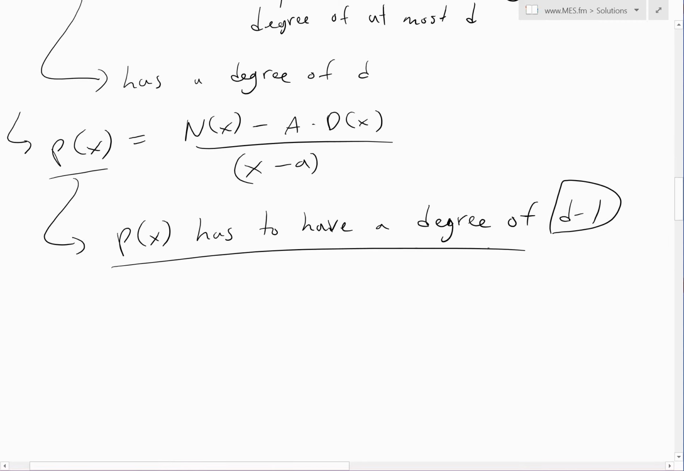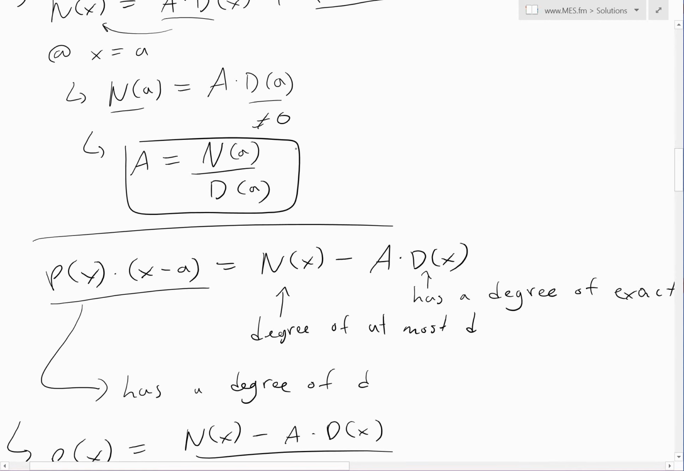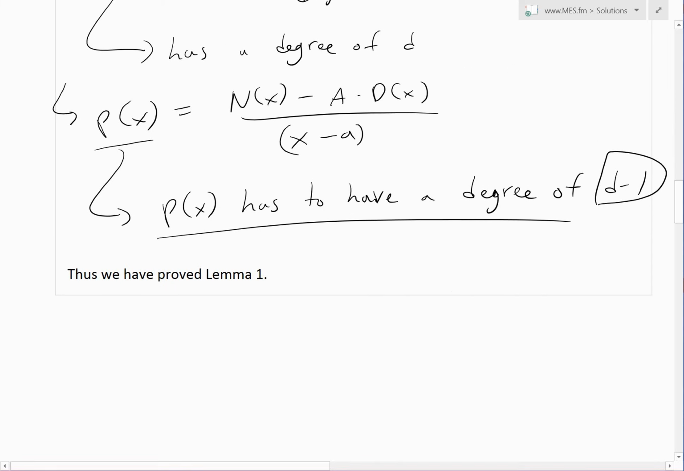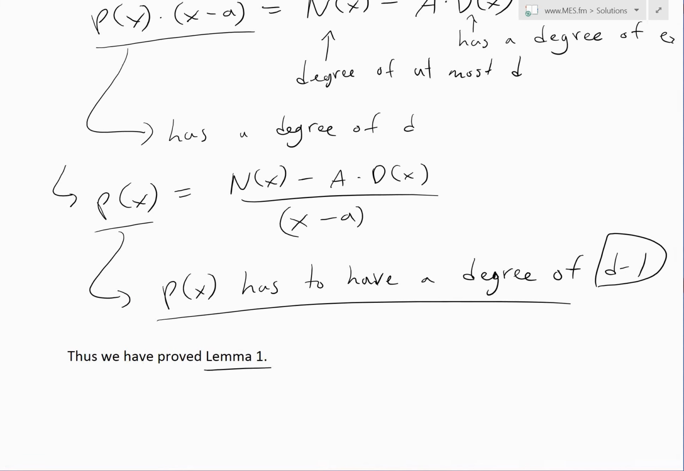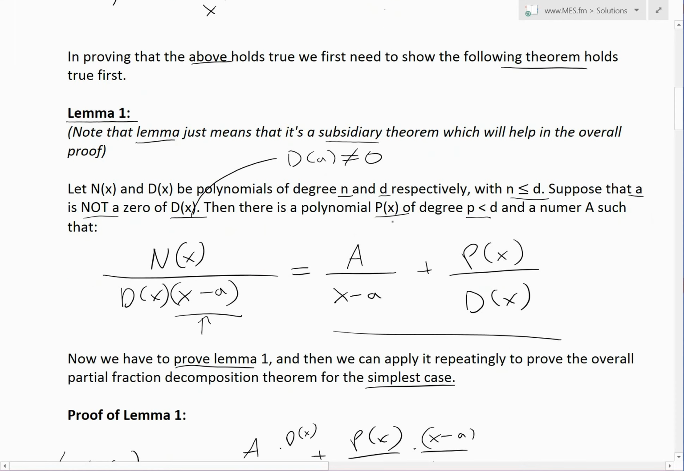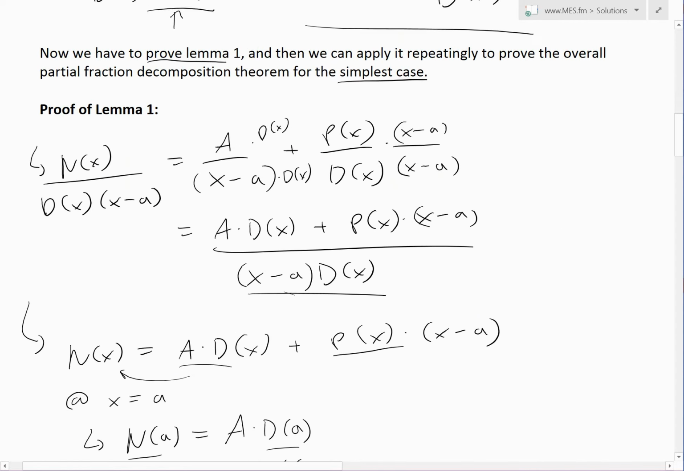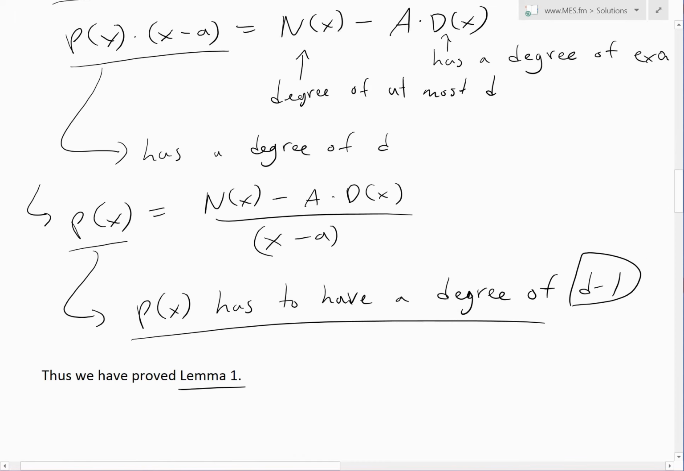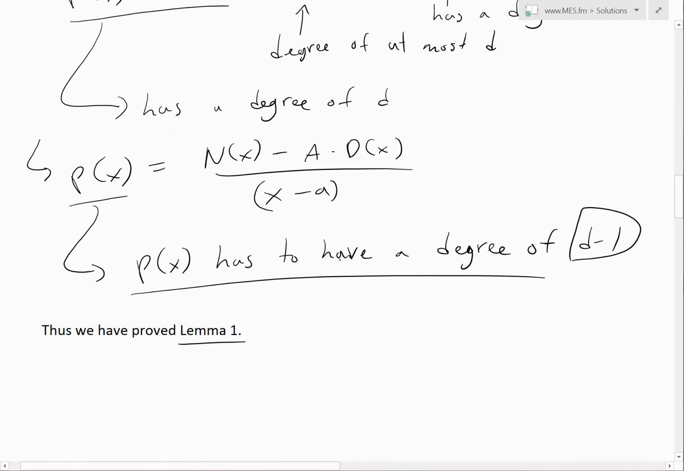So if this case is true, then we also get an a right here. What we've just shown is these two values that can exist to make the lemma true. So basically we've just proved lemma 1, because that's all we were trying to do, was find p of x and a. Right here we found a polynomial p of x of degree less than d, and a number a such that this whole thing holds true, and we were able to find a, which equals n of a divided by d of a, and p of x is a polynomial that has to be a degree of d minus 1, which is less than d.